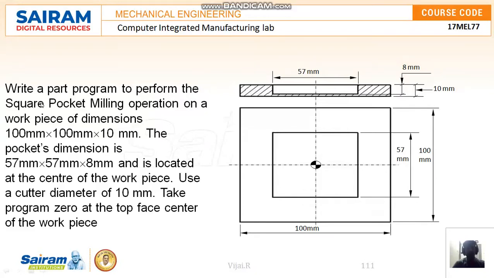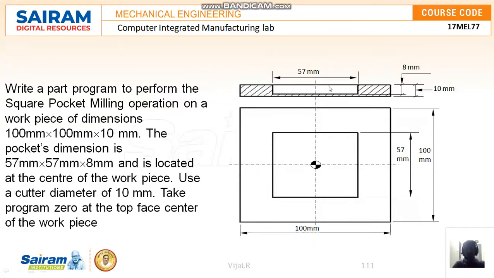So we have to write a path program for the square pocket milling for this given workpiece dimension. So the 57 by 57 and a depth of 8 mm is to be taken. Out of 10 mm, 8 mm depth we are going to remove here. This is just like the circular pocket milling we have done, but here we are going to use G01 instead of G03. The same gap should be removed.